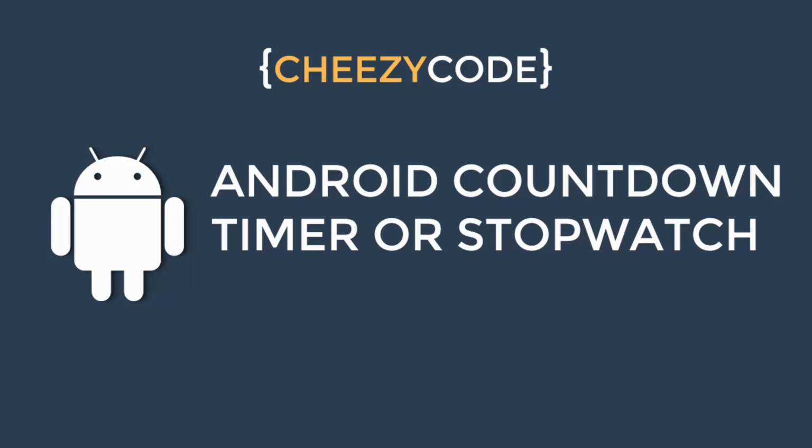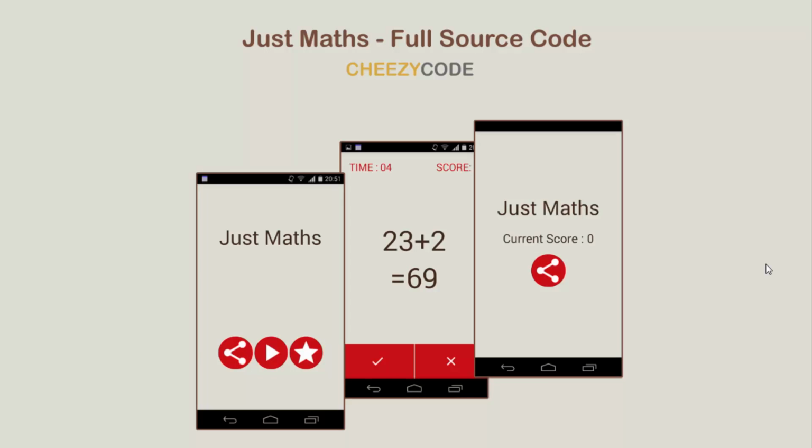In this lecture we will learn about how we can implement a timer or stopwatch inside our Android application. So let's get started. If you are following this series, you must know that we are creating an app named Just Maths. In this app, there is a screen in which we need a timer. With the help of the timer, we get to know how many answers the user answered correctly in the span of 30 seconds. Let's see how we implemented the timer for this particular screen.